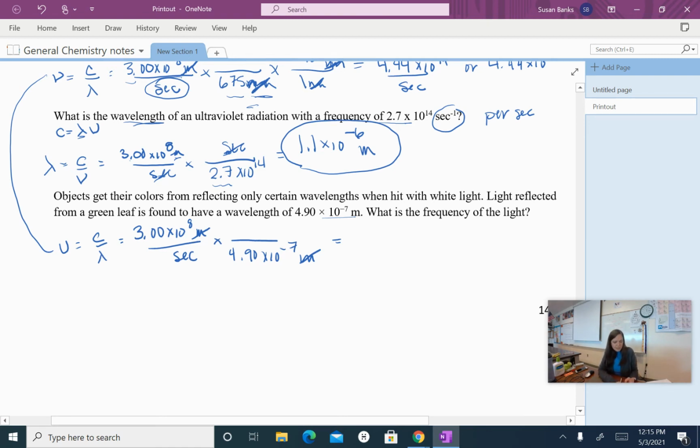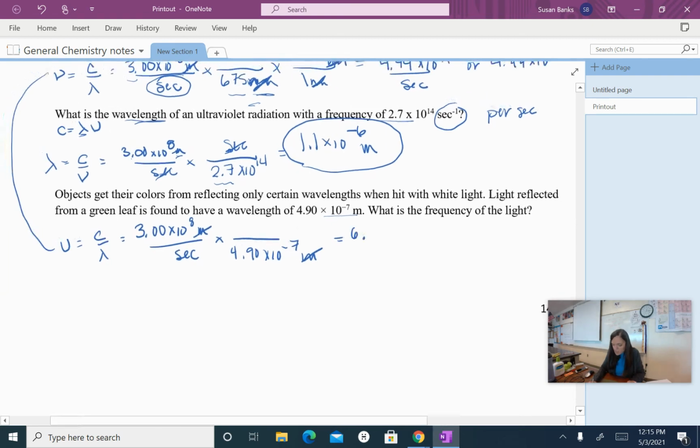So we're going to take 3 times 10 to the 8th, and we're going to divide it by 4.9 times 10 to the negative 7th. Remember to use that EE button. And we've got 3 sig figs on both, or 3 digits on both of these, so we're going to do 3 digits. We'll get 6.12 times 10 to the 14th. Now this could be per second, or we could do 6.12 times 10 to the 14th hertz. Either way, it means the same thing. Okay, so either way, that would be a good report.